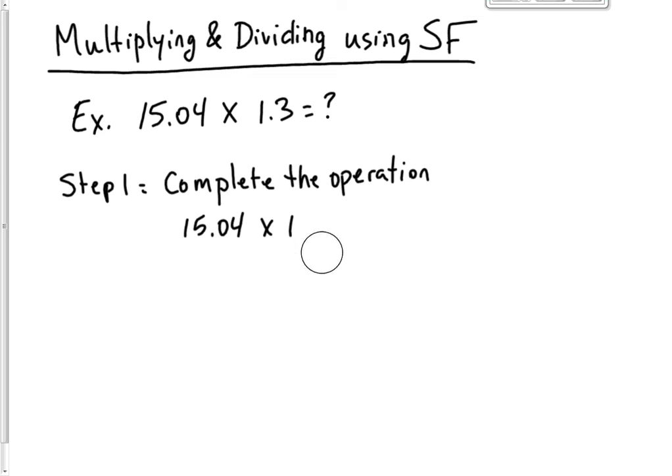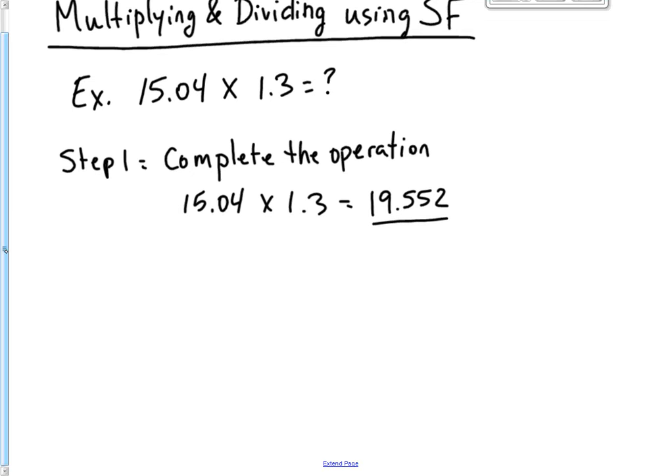And when you do the math, you get 19.552. Okay? Again, there's our preliminary answer. We still have to do our rounding. Okay, step number two, and this is where it's a little bit different than the last one. Multiplying and dividing is just a hair different.